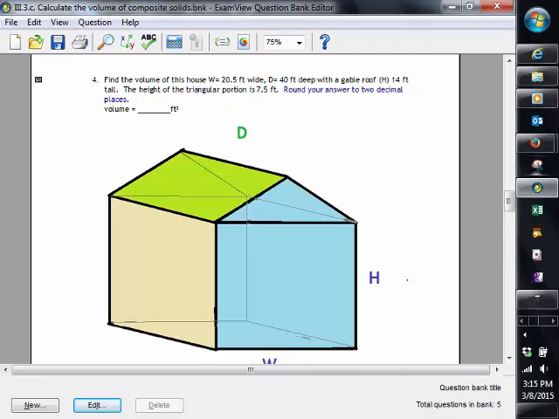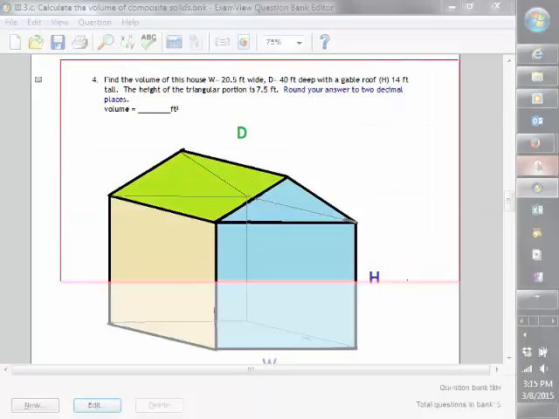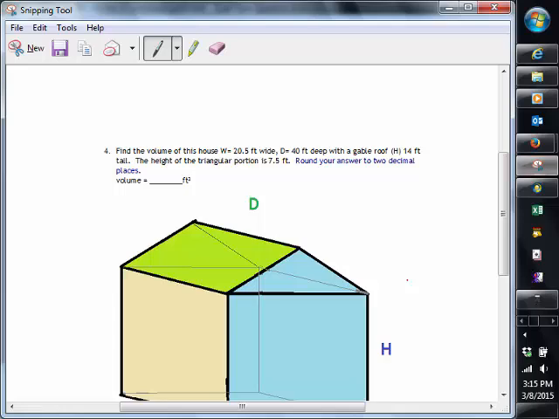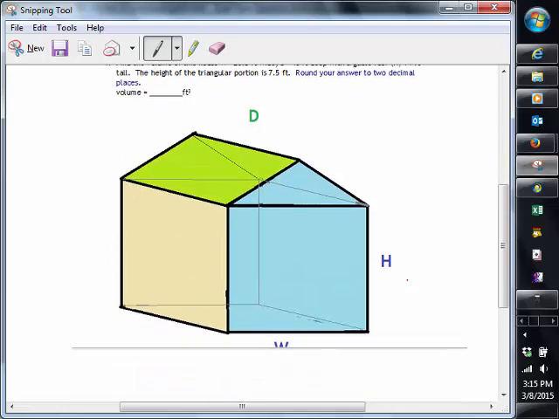Next, find the volume of this house. Well, what I'd like to do is to treat it as though this is the bottom, and then after we get it done, we're going to set it up so that when it's setting up, it looks like this, and we will be able to find the volume of that as a prism.